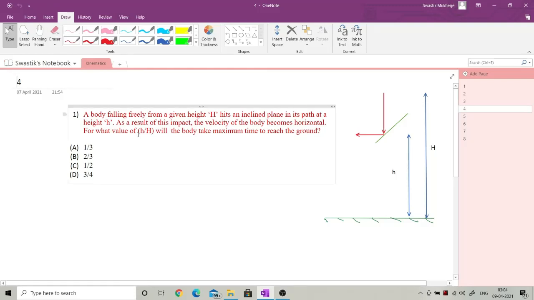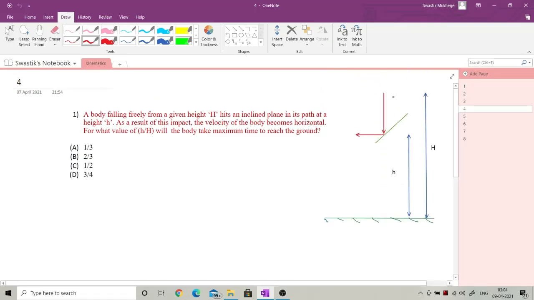A body falling freely from a given height H hits an inclined plane in its path at a height small h. As a result of this impact, the velocity of the body becomes horizontal. For what value of small h by capital H will the body take maximum time to reach the ground? Okay, normal kinematic problem. Let's solve it.